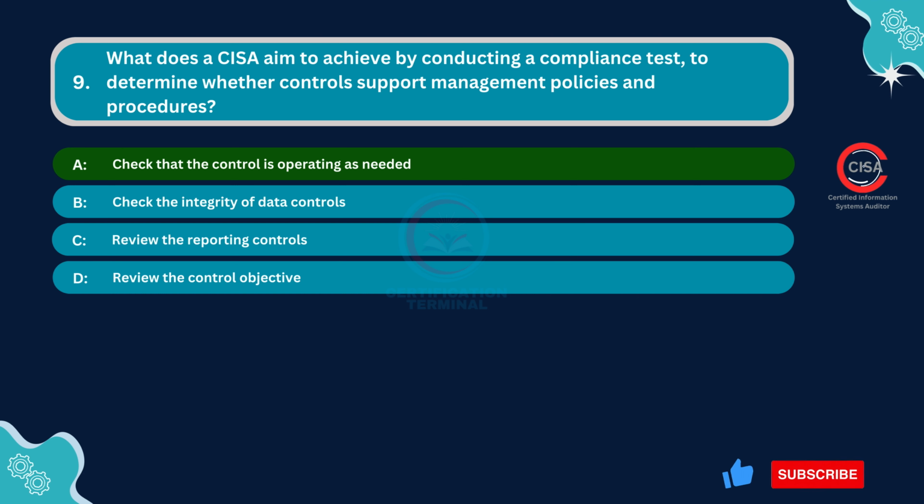By conducting a compliance test to determine whether controls support management policies and procedures, the CISA aims to check that the controls are operating as needed. This means verifying if the controls are actually functioning effectively to ensure compliance with the established policies and procedures. Compliance testing focuses on verifying if implemented controls are effective in achieving their intended objectives. Management policies and procedures outline desired organizational behavior or actions. Controls are mechanisms put in place to ensure adherence to those policies and procedures.